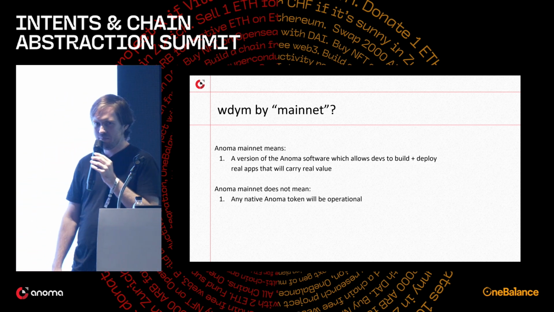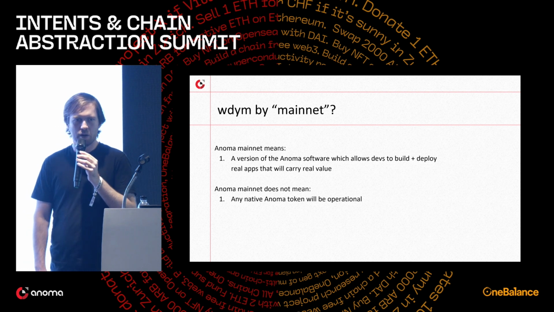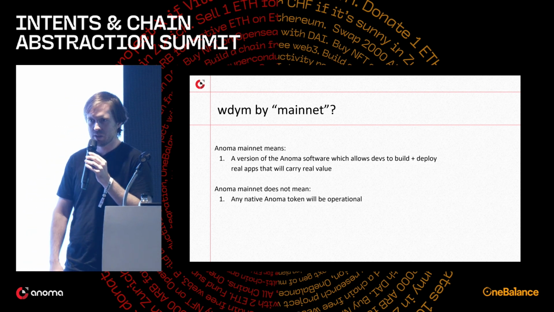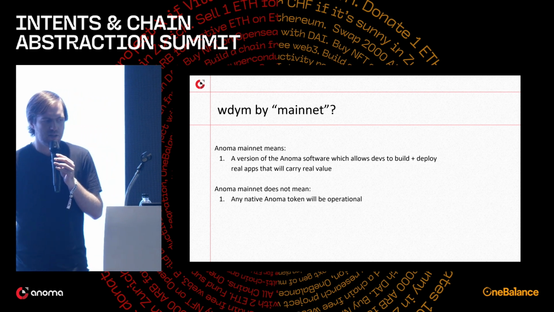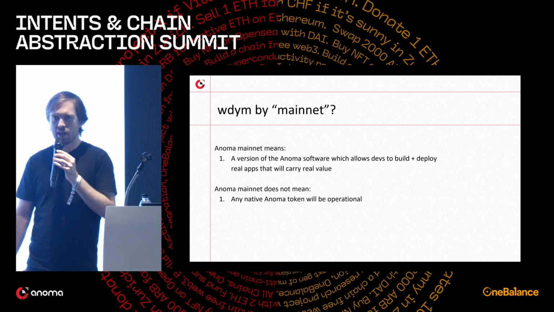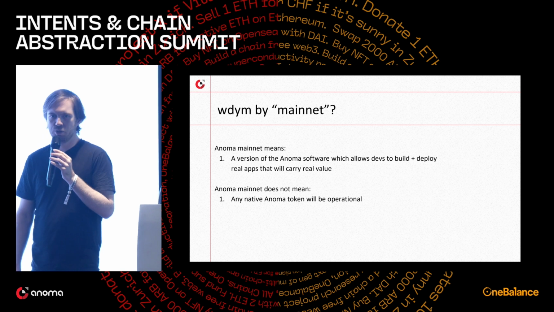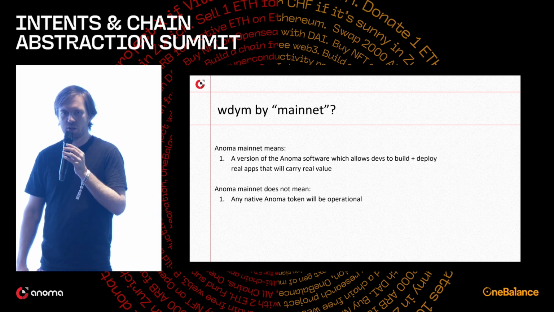Anoma mainnet does not mean that any native Anoma token or Anoma consensus will be operational. So this might be a little bit different than some things which have been called mainnets in the past, but I think it's a mainnet in the most important sense, which is that people can actually use it to do real things, to do real economic coordination in the real world.